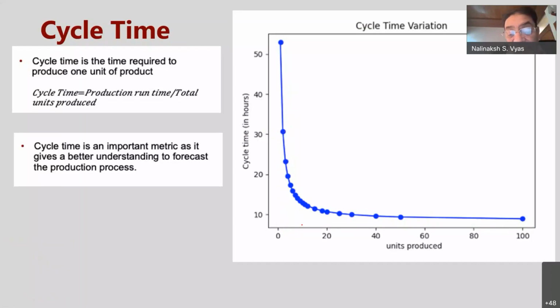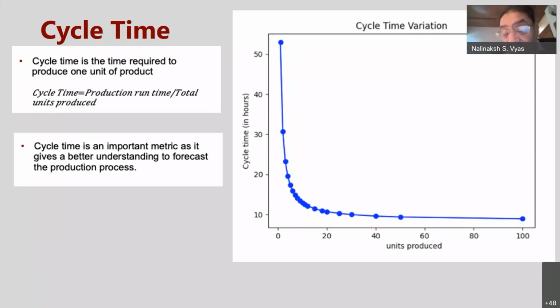Instead, if I take 10 coaches at a time, then instead of 30 hours, I'm going to take 15 hours per coach. So this is a better utilization of my resources and a much more economical way of doing things.